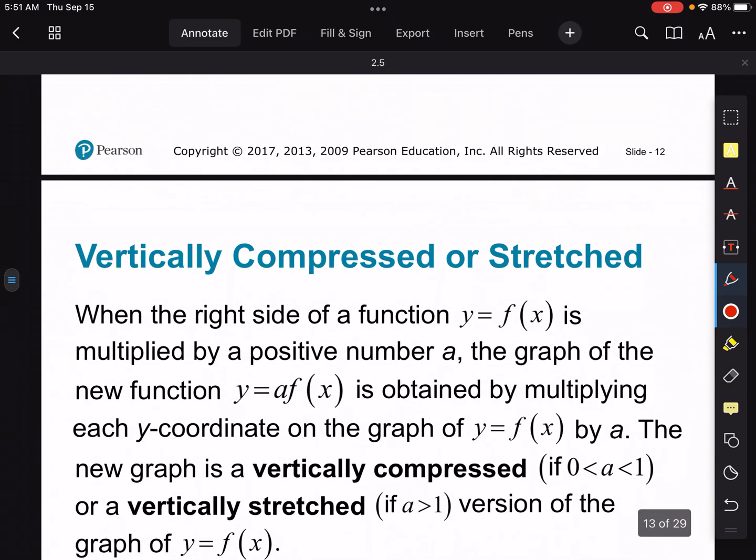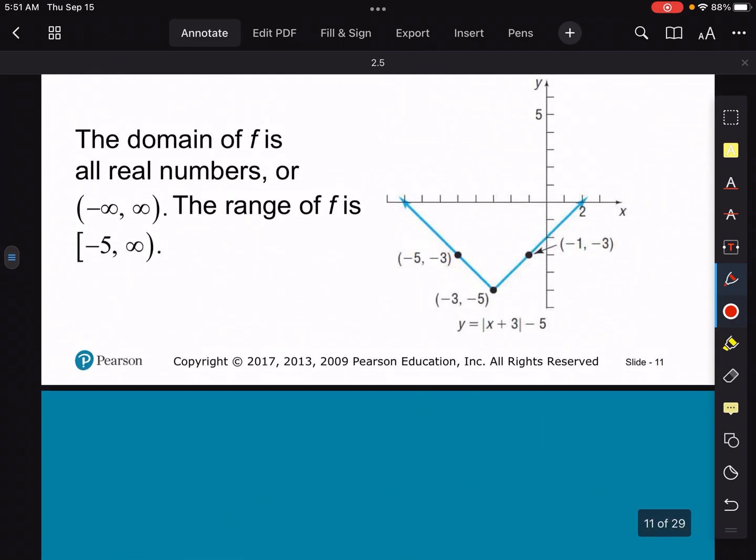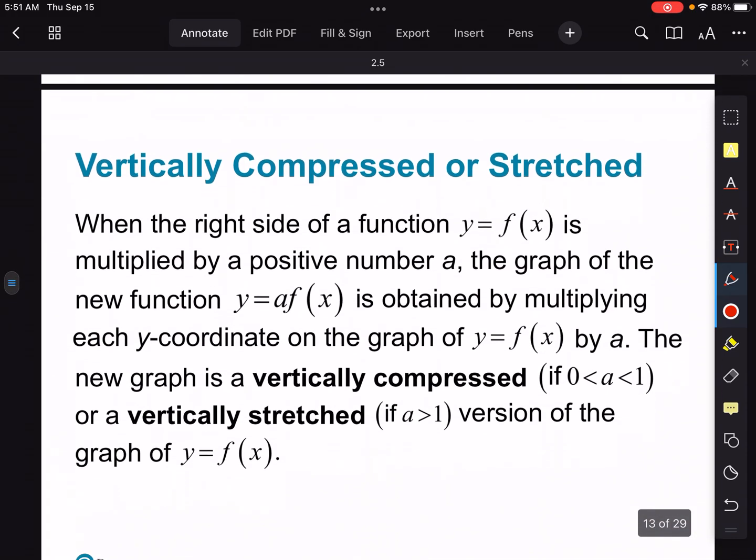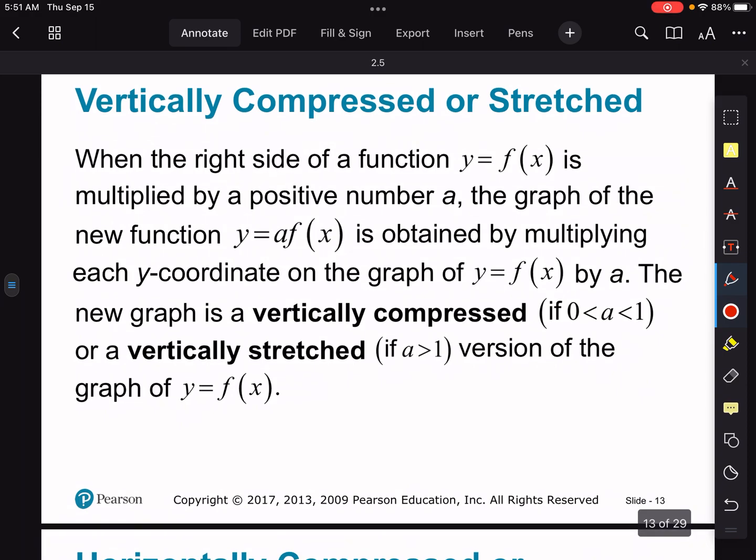And then objective 2, so that's vertical and horizontals. Now we're gonna compress things and stretch things. So the same exact thing holds up for vertical stretches and horizontal stretches and then compressions. So anything that's happening in the vertical is happening outside of the function. Anything that's happening horizontal is happening inside of the function.